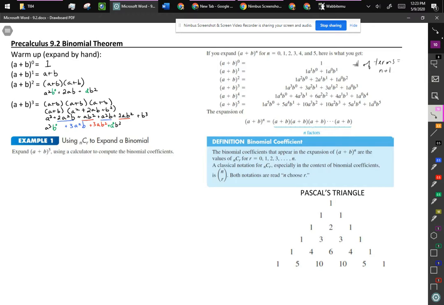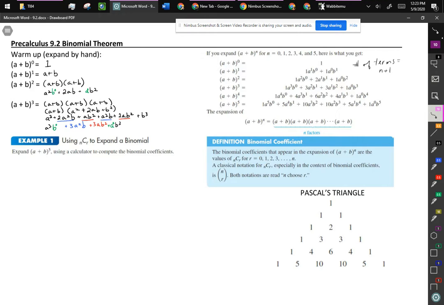So the very first thing we want to talk about is that n represents your exponent in these cases, and the number of terms is always n plus 1. So if I have 35 as my exponent, then there would be 36 terms in the full expansion.